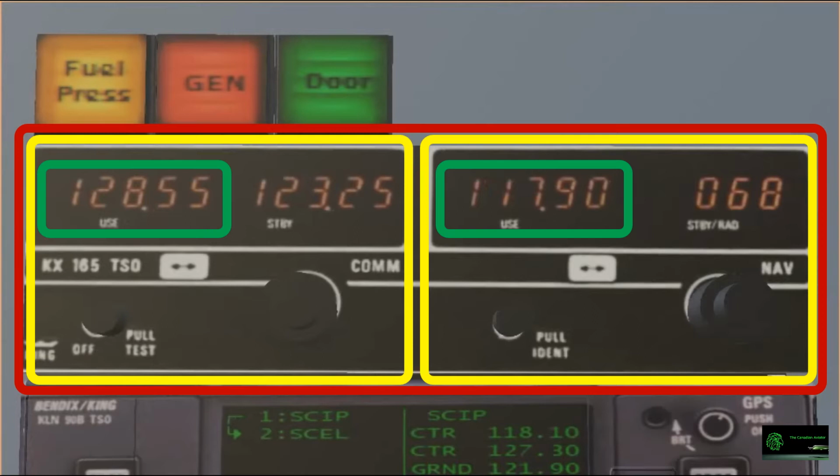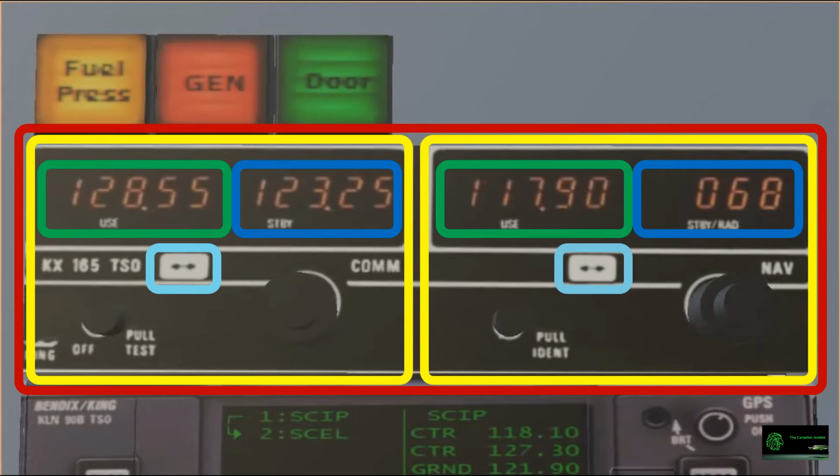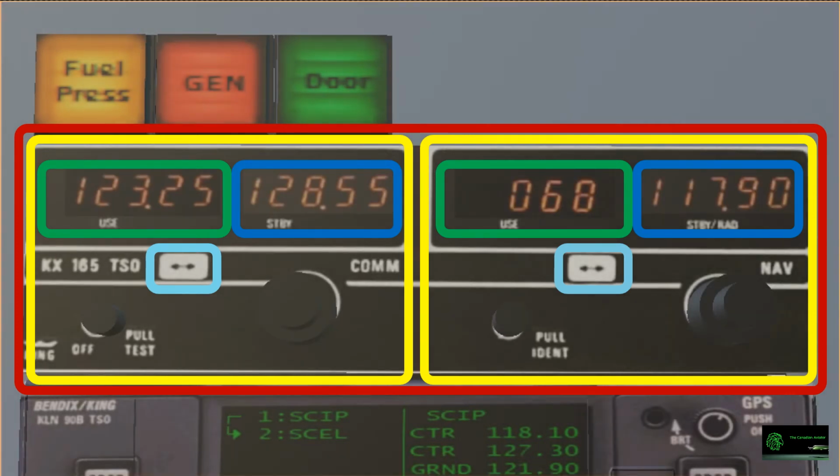On one side, it shows the frequency of the active radio. Then, right beside that is the standby frequency. By pressing the button below, the pilot can switch between the two frequencies very quickly.